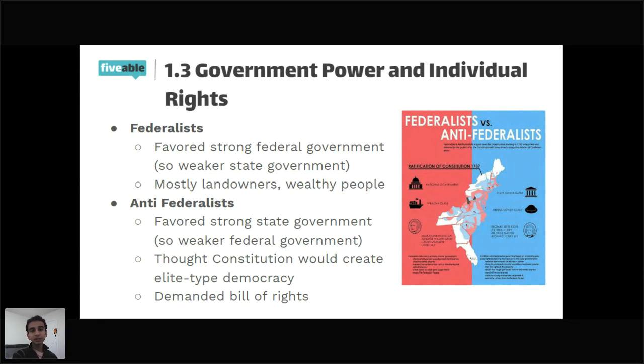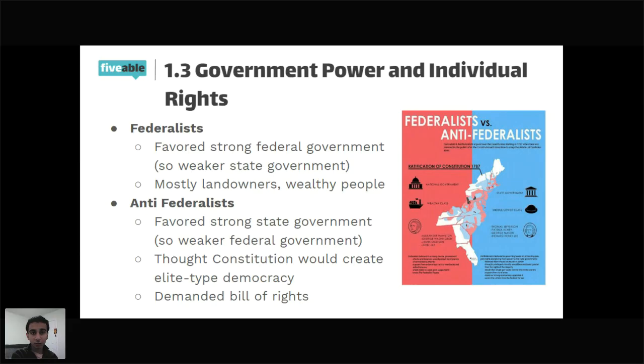The anti-federalists thought the Constitution would create an elite type of democracy. So we talked about just now how in an elitist democracy, a small group of people makes decisions for the rest. They really didn't want that, just because they had just come out of Britain and they thought that wouldn't work here in America, which is why their opinions were that way.